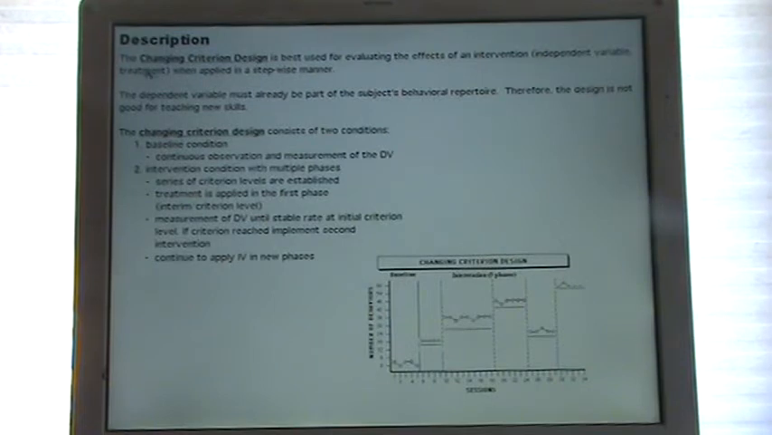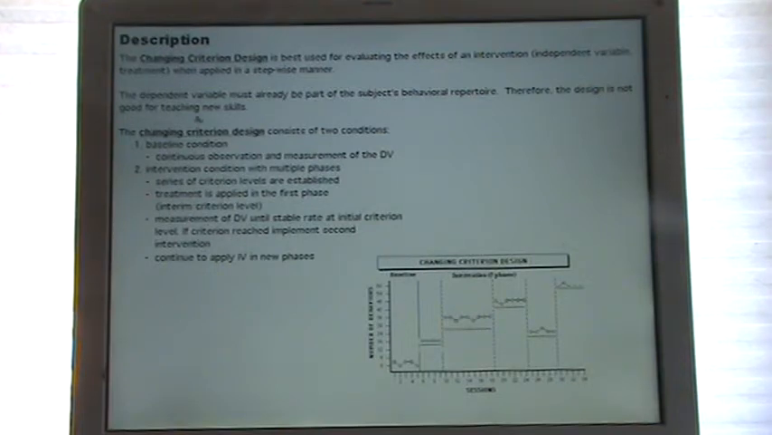Okay, changing criterion design is best used for evaluating the effects of an intervention, or the independent variable or the treatment, when applied in a stepwise manner. And that's why you have these phases. This is phase 1, phase 2, phase 3, phase 4, phase 5. So the intervention is being applied in a stepwise manner.